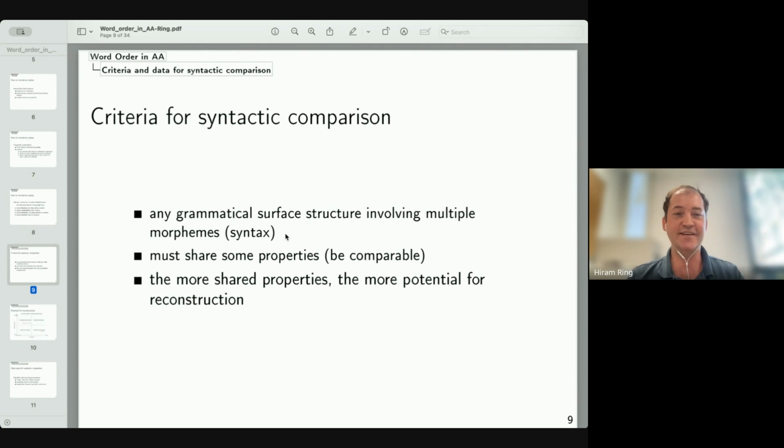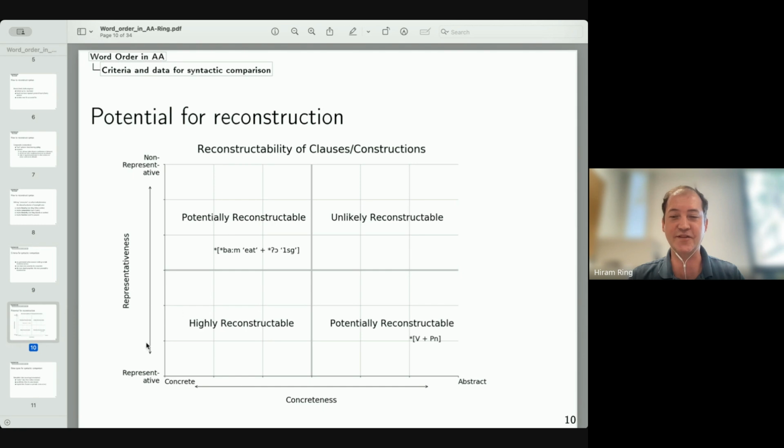Now, since we're looking at syntax, what are the criteria that then allow us to compare these syntactic structures? And I would say if we're looking at any grammatical surface structure involving multiple morphemes, that constitutes a syntactic comparison, but they have to share some properties. So they have to be comparable in some way. And the more shared properties there are, the more potential there is for reconstruction. So this follows on some work that I've been doing with Matthias at University of Zurich many years ago, starting to get back into it. But this was a chart that we developed for that.